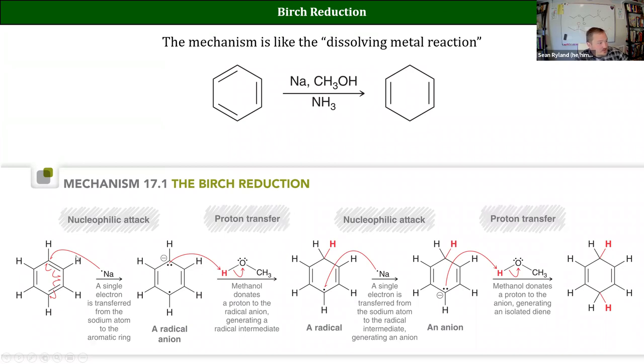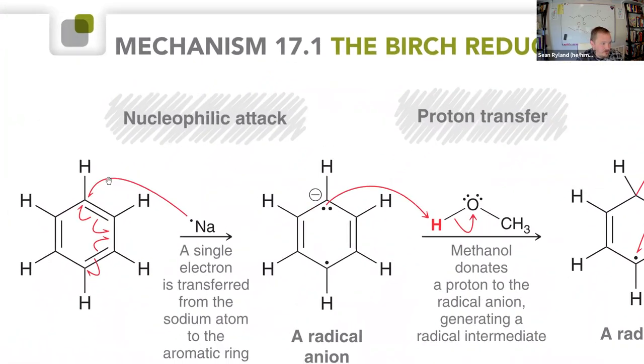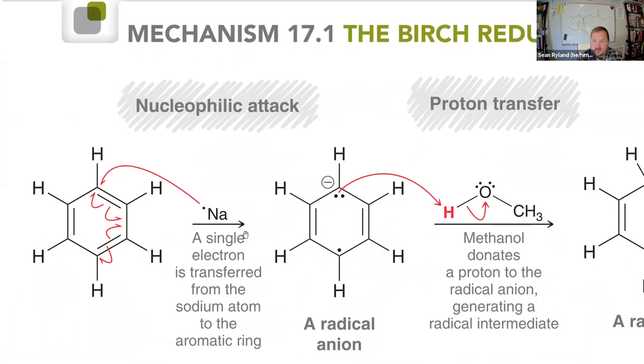And so we essentially just wind up with a bunch of single electron arrows. Remember, the arrows that are drawn with a single barb mean a single electron is moving.